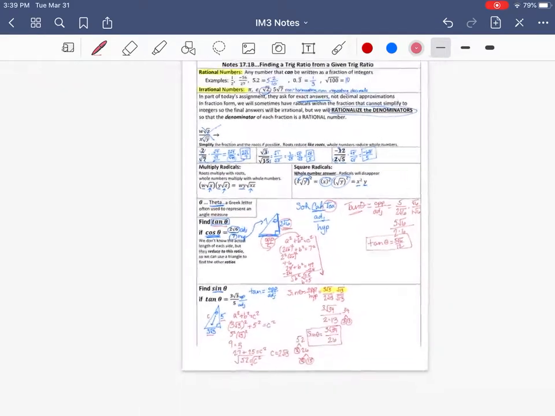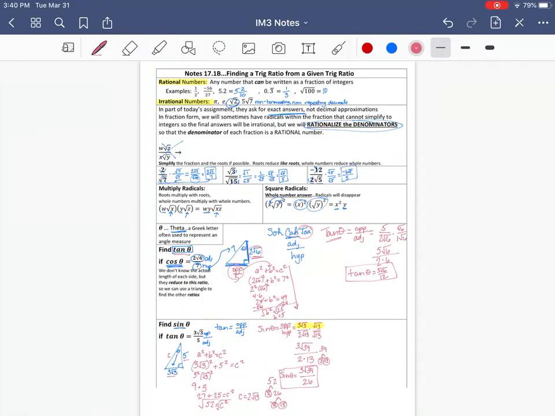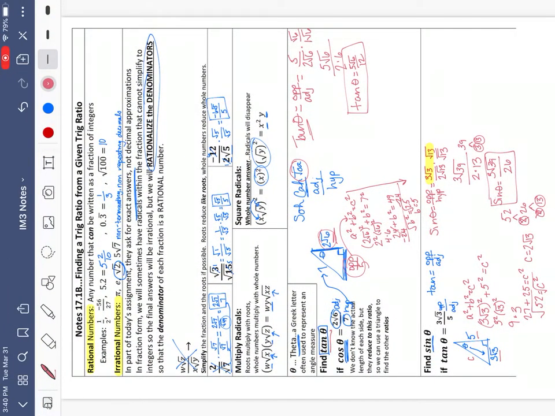I hope this way of doing notes is okay, because right now my document camera doesn't want to record anything. So hopefully this works out. So there's that. So you can take a screenshot if you need it.